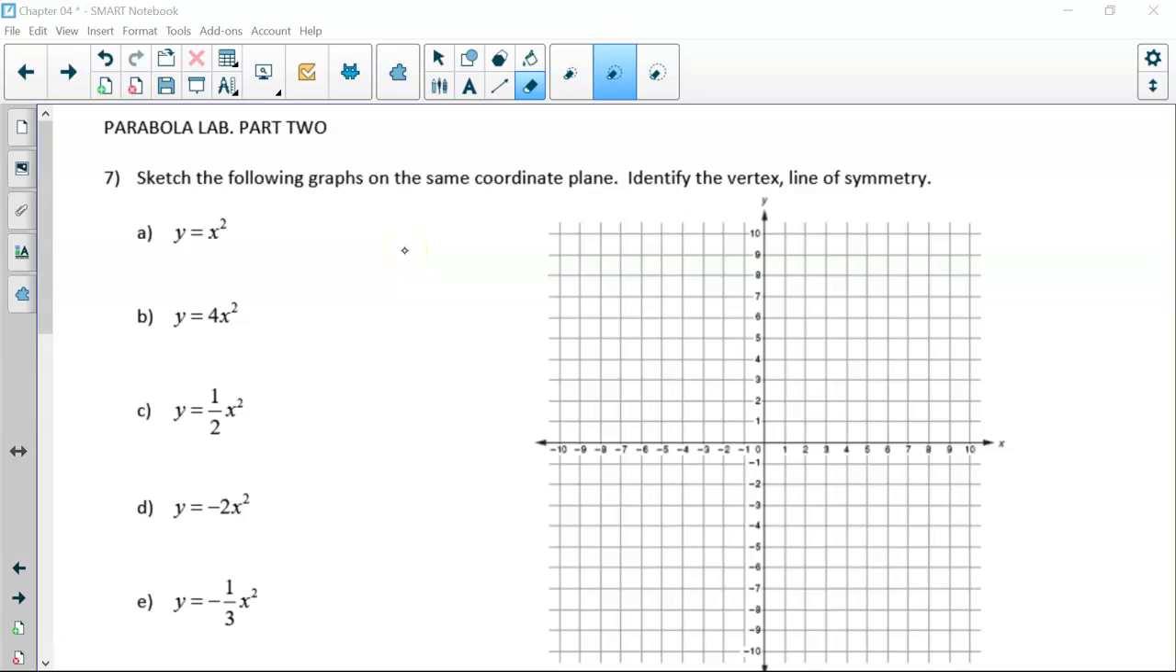Welcome back to part 2 of section 412. So as we discussed in the last video, we talked about the value of A. When A is less than 0, x-axis reflection.